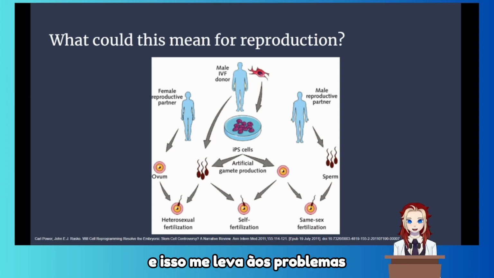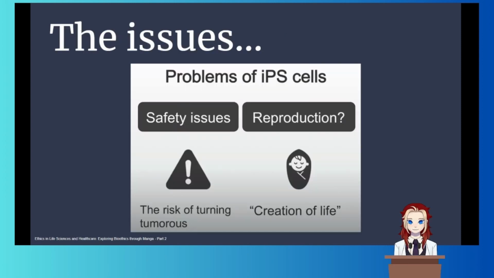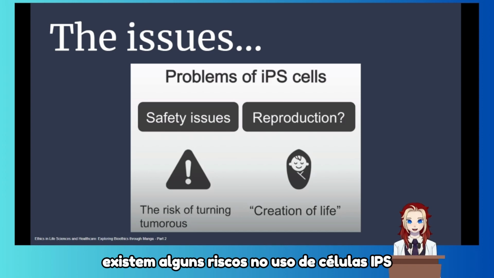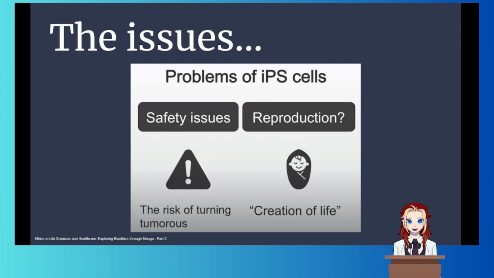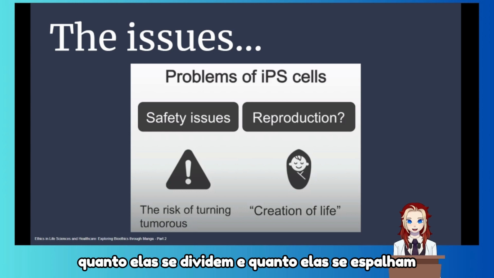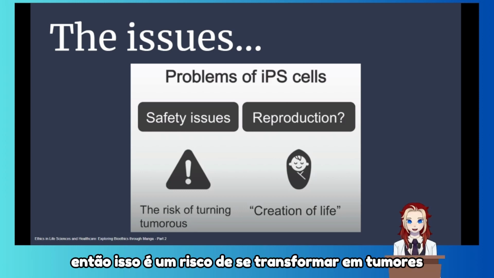And that leads me to the issues. There are some risks in using iPS cells. One of them is safety, because there is a risk of them turning cancerous, because it's quite hard to control how much they divide, how much they spread. So this is a risk of turning into tumors.